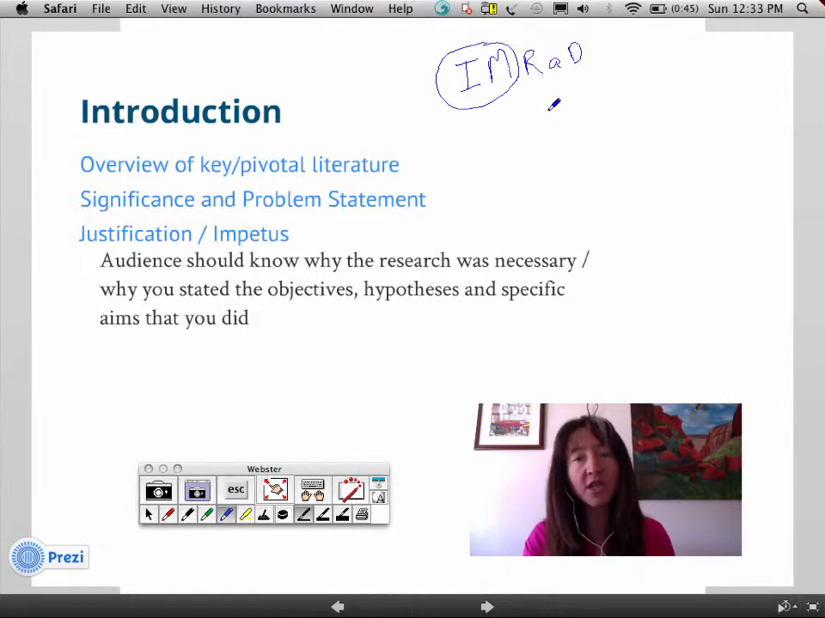Now, in a minute, we're going to talk about things that you might have to change, not necessarily for your final paper, but obviously for your presentation. You can't just show the audience your existing introduction section. You're going to have to showcase that in a little bit different way, and so we're going to have a conversation about that. Let's, though, jump into some of the key features of an introduction section, beginning with the overview of key or pivotal literature.